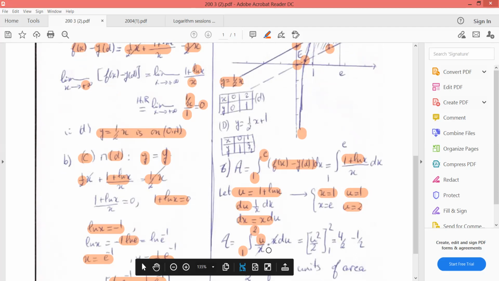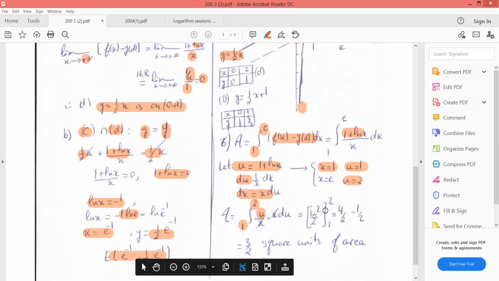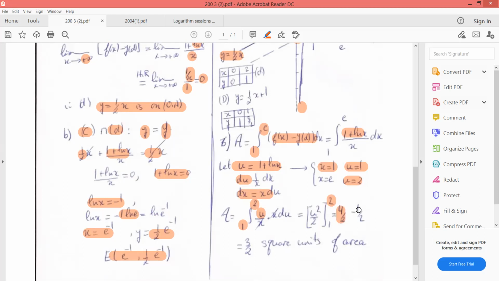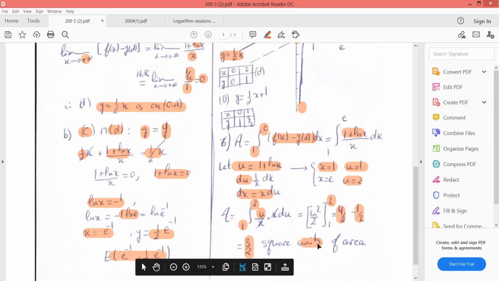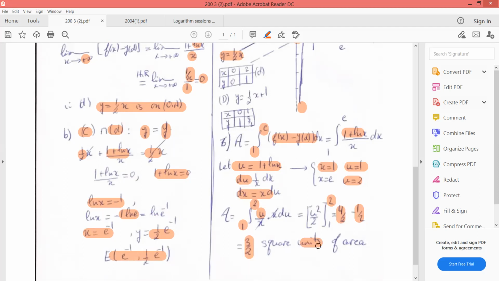To calculate the integral of the power, we add 1 to the power and we divide by the new power. It's u squared over 2. First I replace u by 2: 2 squared is 4, over 2. Minus, second, we replace u by 1. We get half. 4 over 2 minus half is 3 over 2 square units of area. Any questions?